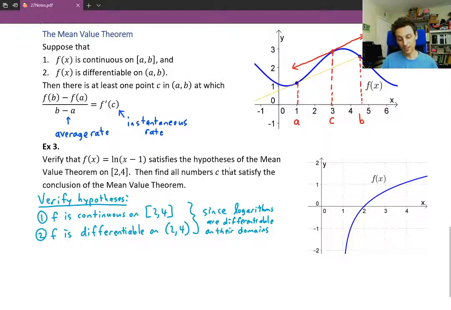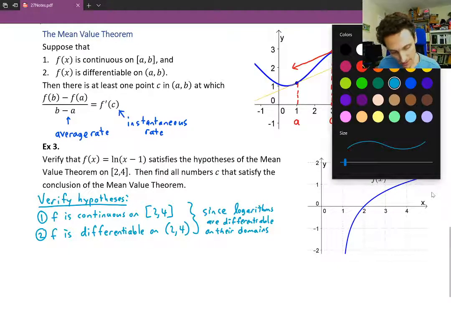If we look at the domain of this logarithm, it's going to be all the x values that are greater than 1. We can even peek over and look at the graph here. It's x values greater than 1. It's the domain of our function. And our interval is from 2 to 4. So that's within the safe interval of domain values. So definitely our natural log curve is going to be continuous and differentiable on the interval from 2 to 4.